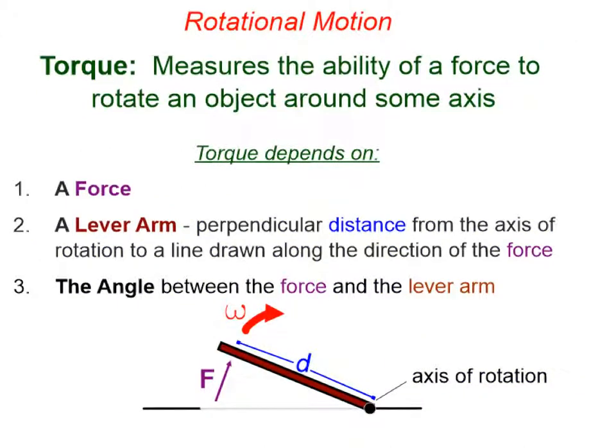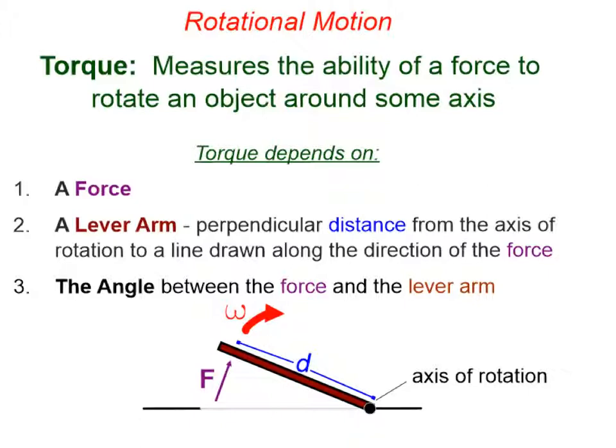So as we continue to look at rotational motion, we need to talk about torque, because torque is a quantity that measures the ability of a force to rotate an object around an axis. So when we talk about torque, torque depends on three things. It depends on a force, a lever arm, and the angle between the force and the lever arm.